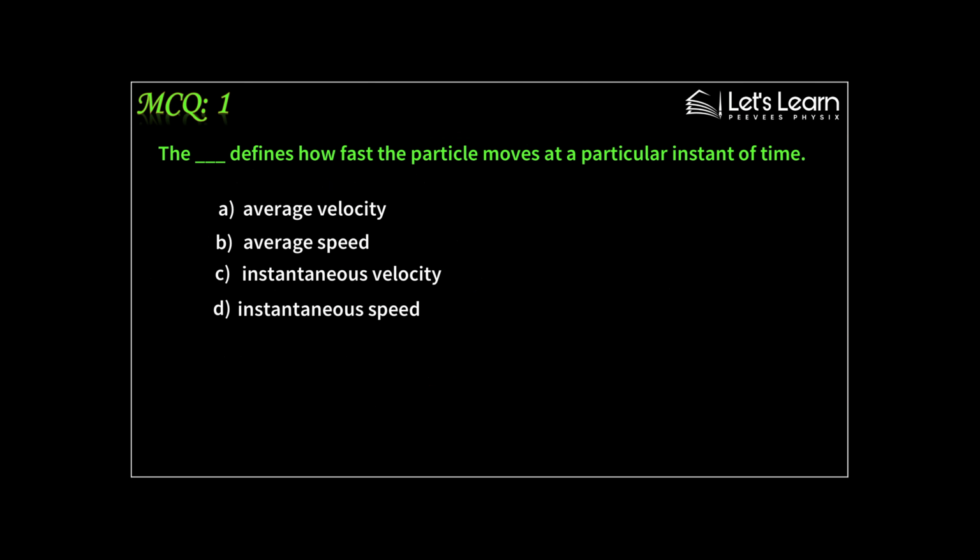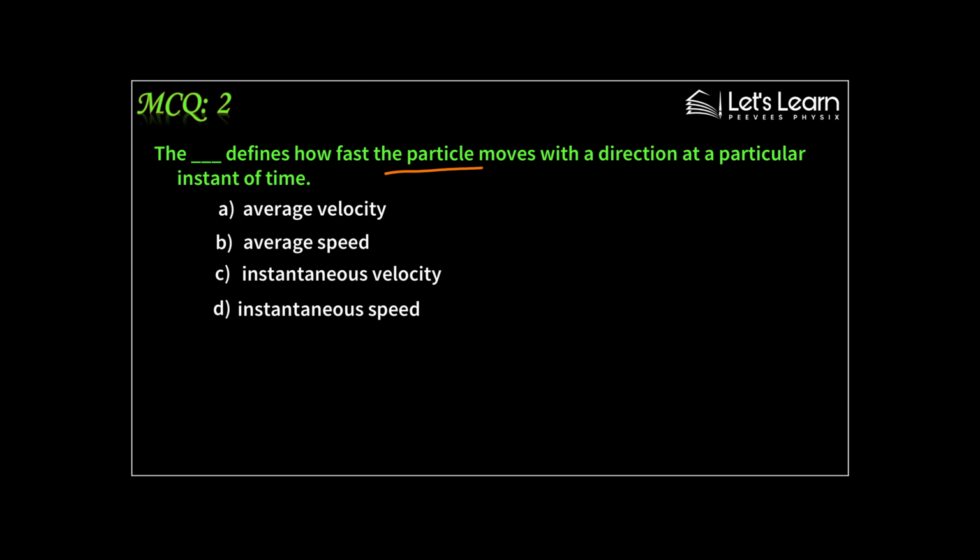Let's do some MCQs. The first MCQ: dash tells you how fast a particle is moving at a particular instant of time. It doesn't talk about direction, so it is not velocity. It is instantaneous speed. So the answer is instantaneous speed. Next question: how fast a particle is moving in a particular direction. So it is talking about direction, so it is instantaneous velocity.